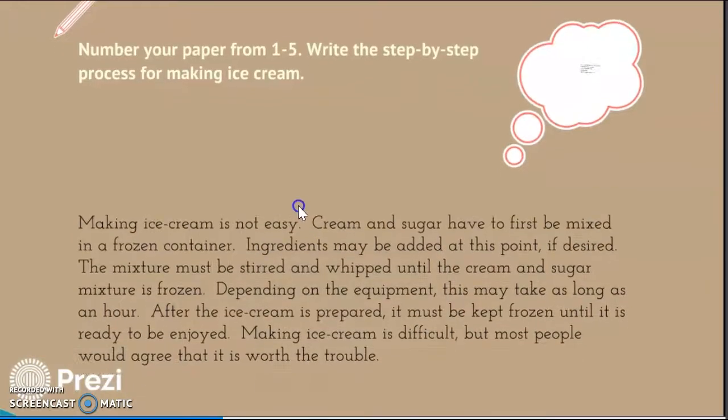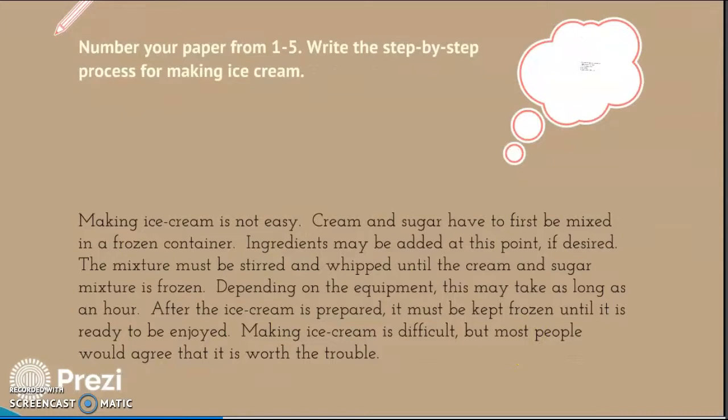Making ice cream is not easy. Cream and sugar have to be first mixed in a frozen container. Ingredients may be added at this point if desired. The mixture must be stirred and whipped until the cream and sugar mixture is frozen. Depending on the equipment, this may take as long as an hour. After the ice cream is prepared, it must be kept frozen until it is ready to be enjoyed. Making ice cream is difficult, but most people would agree that it is worth the trouble.